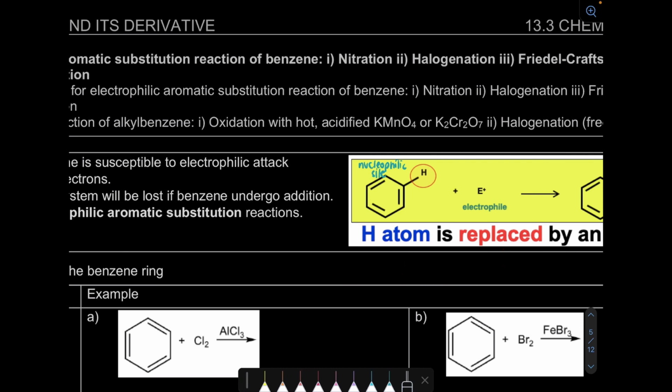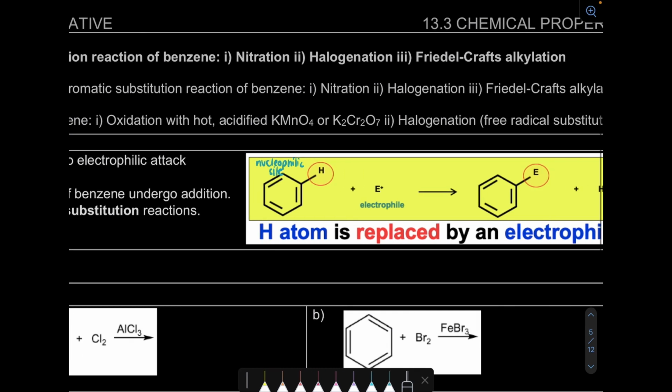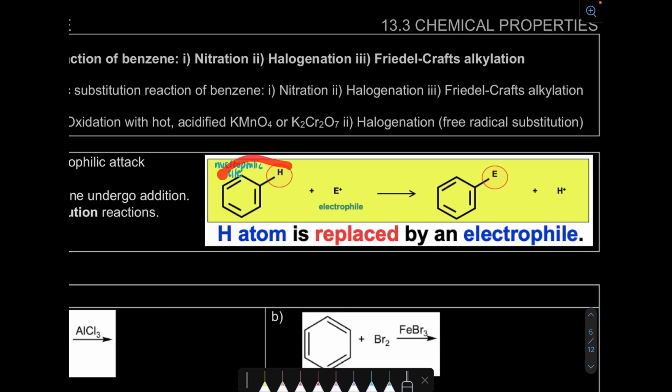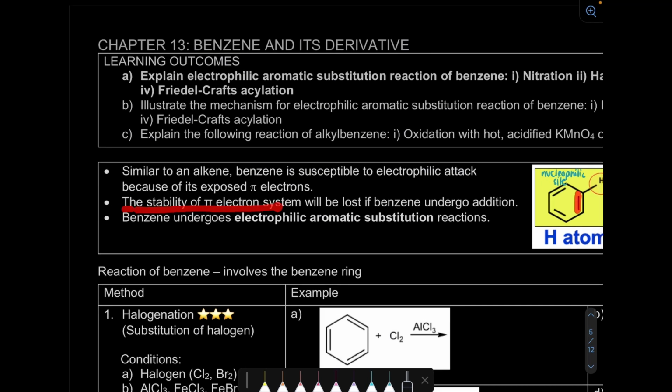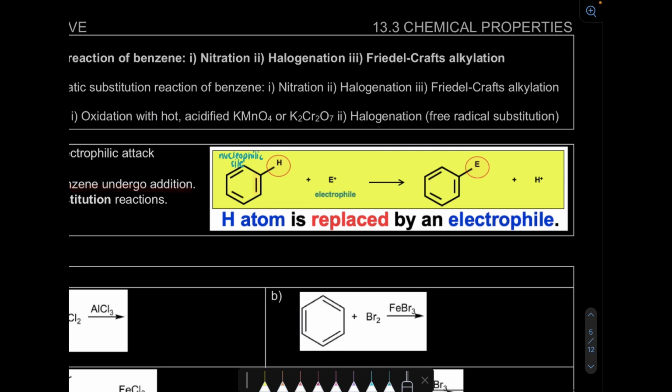But then for this reaction dia tak undergo addition. So contohnya kalau benzene ni kan, dia tak undergo addition sebab if it undergo addition, so it means double bond ni dah tak ada lah. So nanti kita akan ada 2 different product here, double bond akan will be replaced. Okay, but then again, the stability of the pi electron system will be lost if benzene undergoes addition. Sebab actually the reaction in benzene ni is stabilized by the resonance structure.